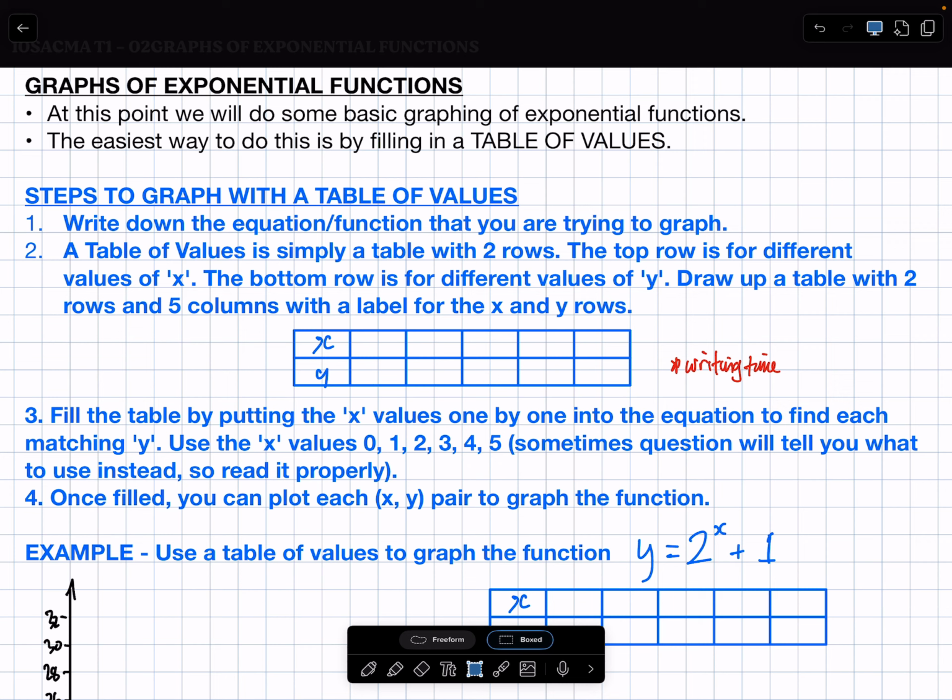So what you'll be doing today, and one of your questions in the test, it'll be draw a graph with a table of values. Your first step, write that function, draw up a table, x and y.